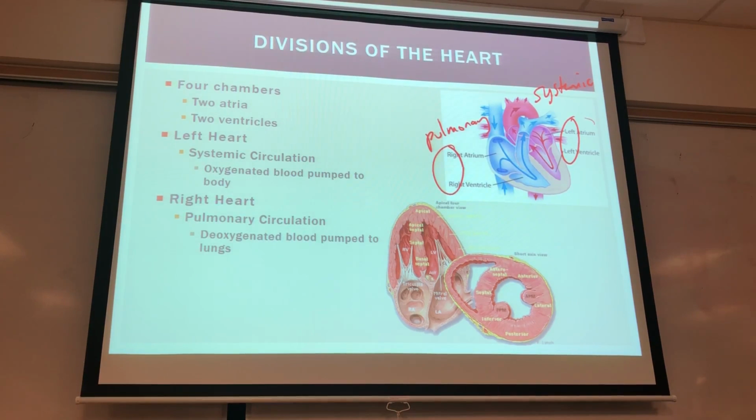The right side of the heart is going to allow blood to enter back in, that's blood returning from the systemic circuit, to pump it back out to the lungs, hence why it's called pulmonary circulation.